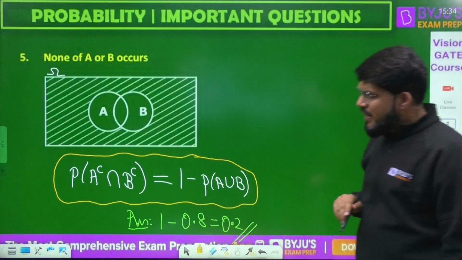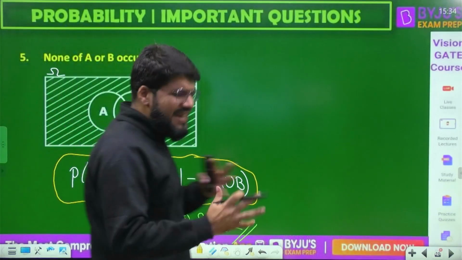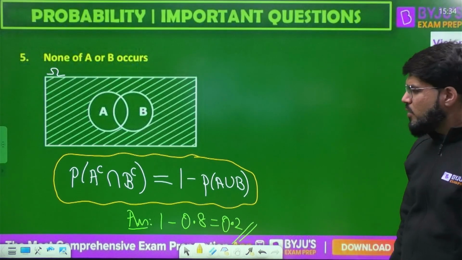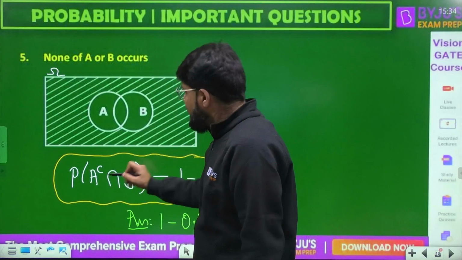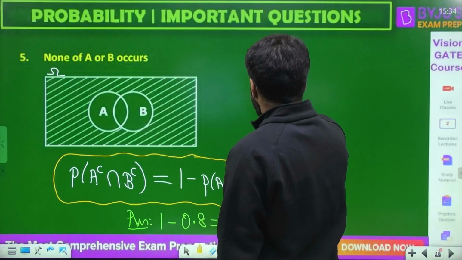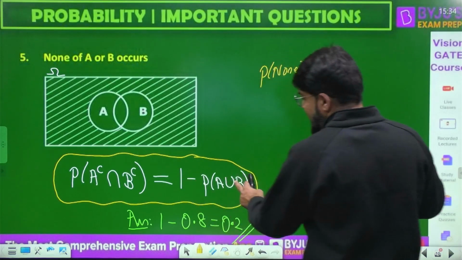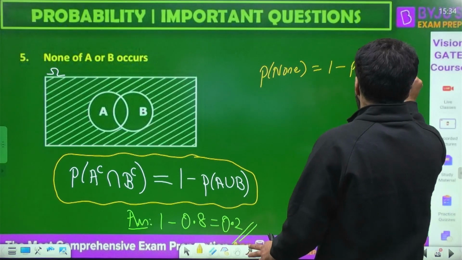The fifth part is done. From the fifth part, one more very important thing, then we will go to the other parts. Let's keep linking here actually. So one more important part from this fifth one. Probability of none is equal to 1 minus probability of A union B. And A union B is also known as at least A or B, that is, at least one.